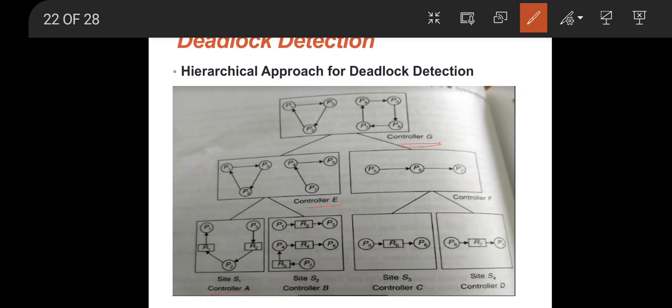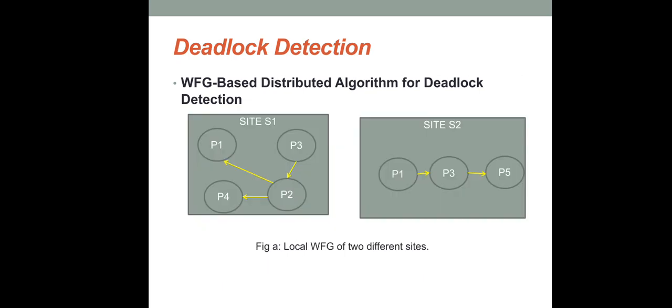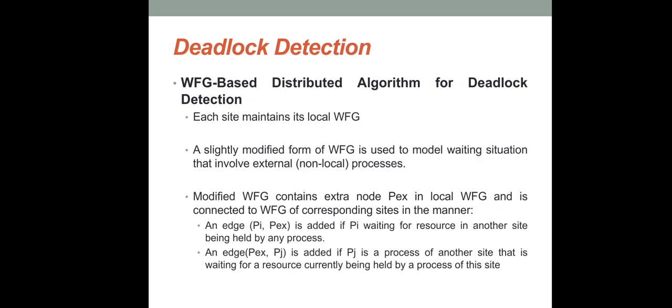Another thing is that, even though compared to the centralized approach the deadlock detection job has been distributed a little bit, it is still not a fully distributed approach. So the third type of deadlock detection algorithm is the fully distributed approach for deadlock detection.